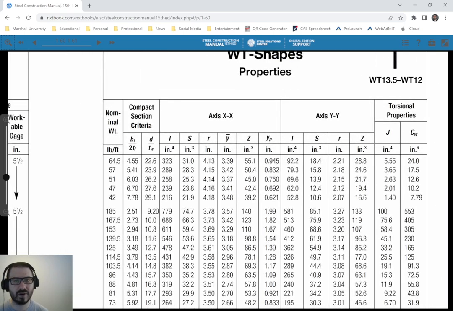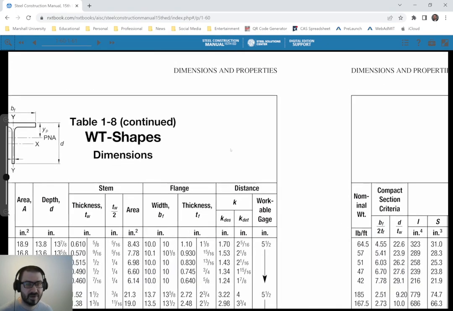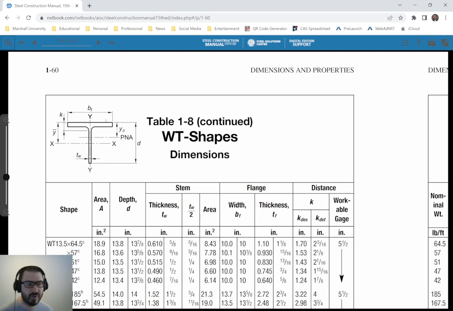First off, now we're going to start to look at this side of the table. If you notice, I don't have any centroid distances on the y-axis, but I do on the x-axis. The reason for that is this shape is symmetric. If I look at a WT, I really only need to know where the centroid is up and down. I don't need to know where it is left and right because I know it's right smack dab in the middle. But up and down, I'm going to use one of these y-bar distances.